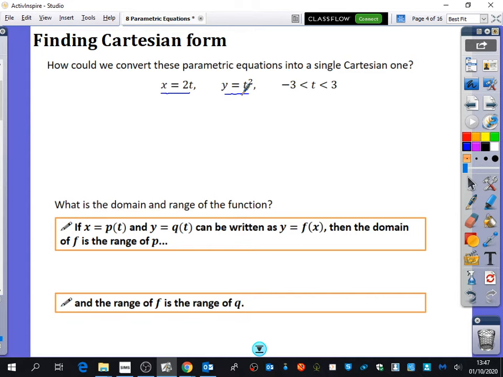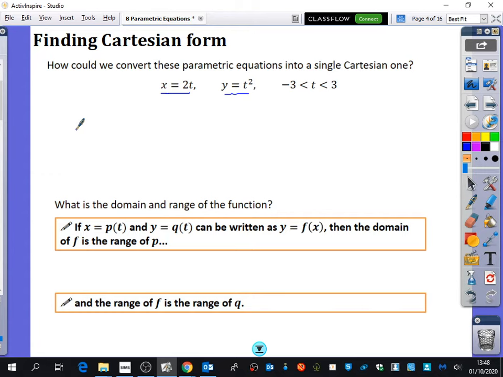I have this and this. I have x is 2t and y is t squared. This is a Cartesian equation at the moment because the x and y coordinates are in terms of the parameter. Sorry, this is a parametric equation. So I want to get rid of t. How could I eliminate t from these equations?